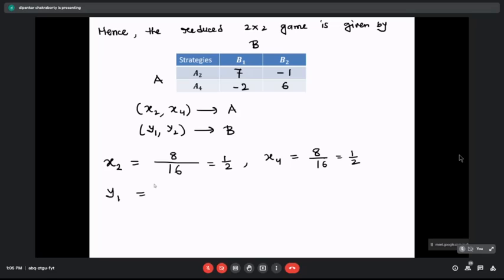y1. Denominator remains as 16. Numerator: 6 plus 1, that is 7. And y2: 7 plus 2, that is 9. So 9 by 16, right?